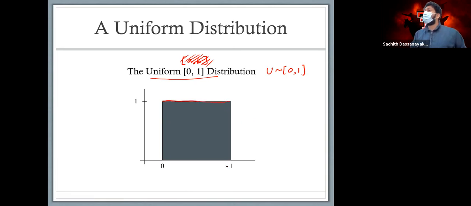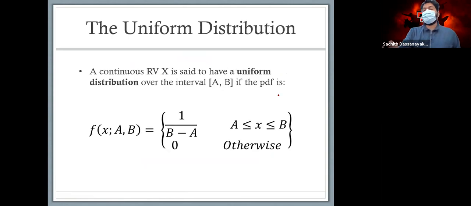So once you need to check whether this PDF is legitimate or not, you can get the area, right? Which means the area is what? This one: 1 times 1, it is 1. So the area is 1. This is a legitimate PDF. Clear? So the uniform distribution is the easiest case.